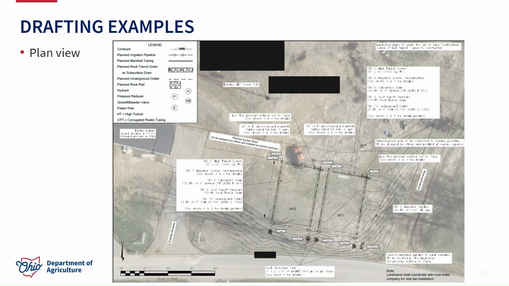Taking a look at an example plan view, we may have our source identified here. In this case, it's a connection to a rural water line, our irrigation pipeline, our main line running up and across our two high tunnels, which are labeled appropriately. And from there, we have our rock trenches on each side and the associated subsurface drain and underground outlets.